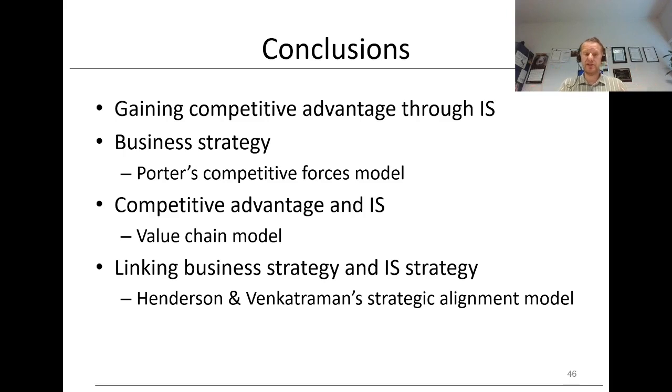We hereby conclude this chapter. So we spoke about gaining competitive advantage through information systems. Very important, we gave some examples. We discussed Porter's competitive forces model to better understand profitability within an industry and to better understand business strategy. We spoke about the value chain model to better understand competitive advantage and how IS can contribute to realize competitive advantage. And we concluded by discussing Henderson and Van Ketterman's strategic alignment model to better link business strategy and IS strategy.